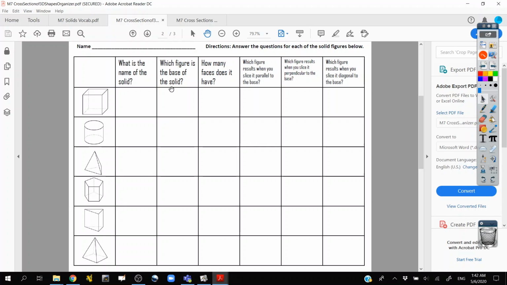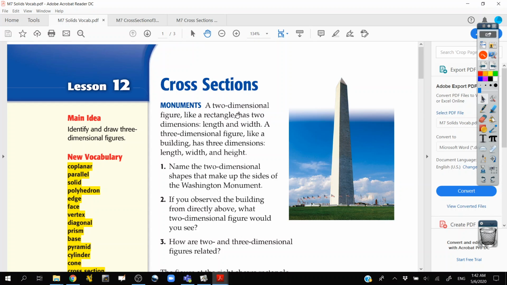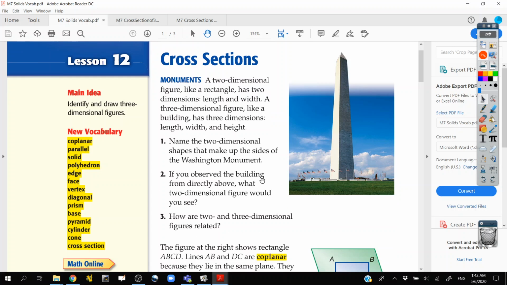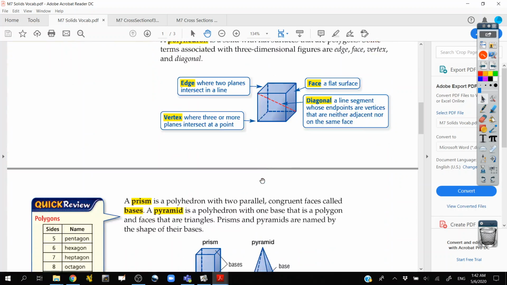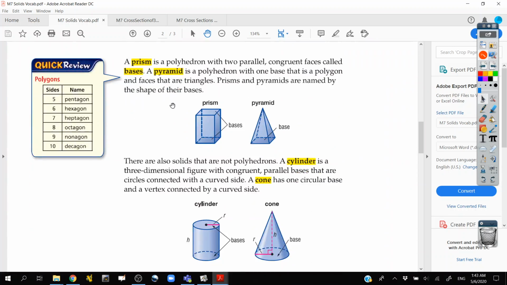What figure is the base of the solid? So you might have the question like, well, this one, all the sides are the same. But given something like this, what is the base of this solid? That's a strange question. So I've given you some vocab things for things like this. This is really mostly vocab review, but this section has some vocab that might be useful. In particular, in this case, we're talking bases.